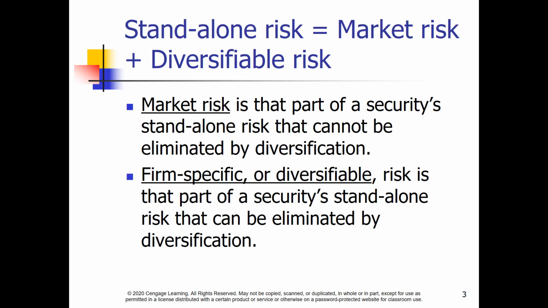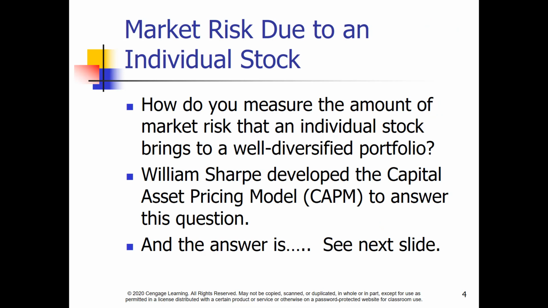Recall that we ended Part B decomposing standalone risk or total risk into two components, market risk and diversifiable risk. Rational investors are expected to hold a well-diversified portfolio, virtually eliminating firm-specific risk. That leaves only market risk as relevant. So how do you measure the amount of market risk for a particular security or a portfolio? CAPM, developed by William Sharpe, answers that question. And the answer is beta.